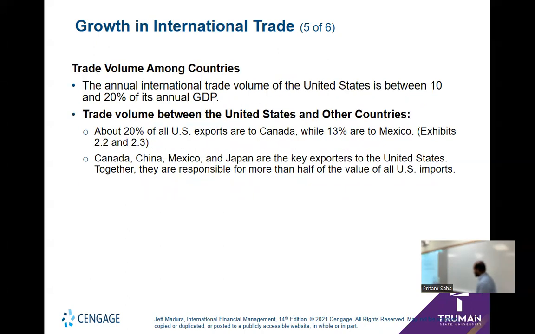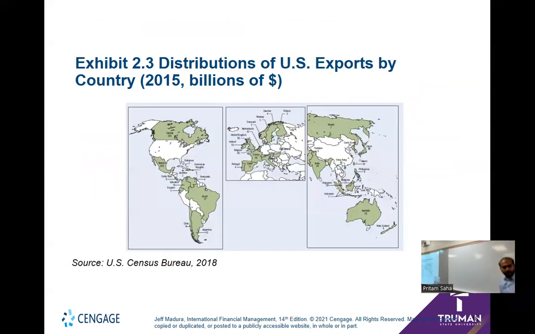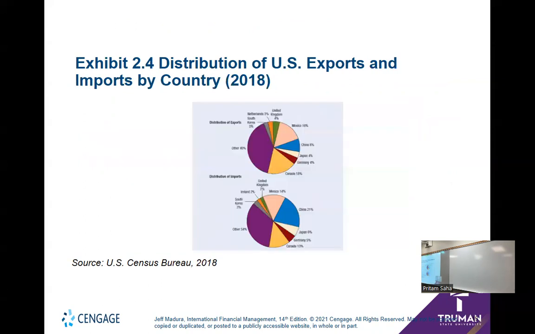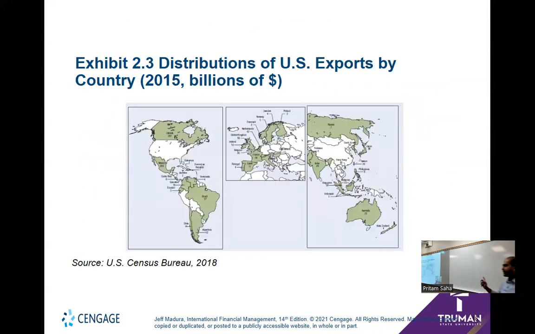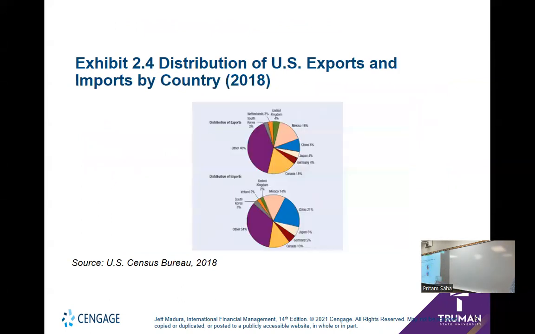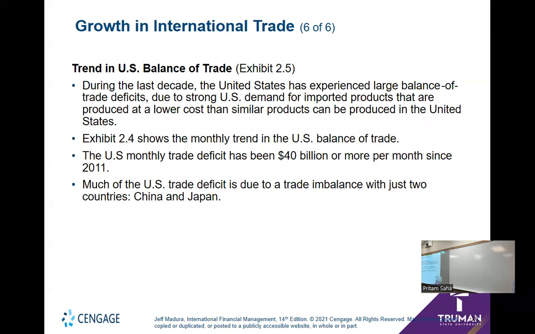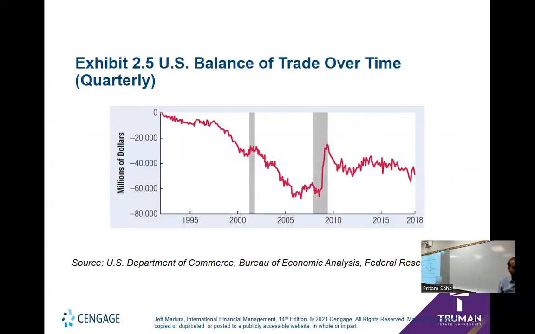So if you think about the US, trade volume of the US is basically 10 to 20% of its annual GDP. Now, this is information I believe we already went over, right? Where the US exports a lot. Export and import by country, we actually went over this information. And this is not new to us, right? Negative balance of trade. So we know that, right?